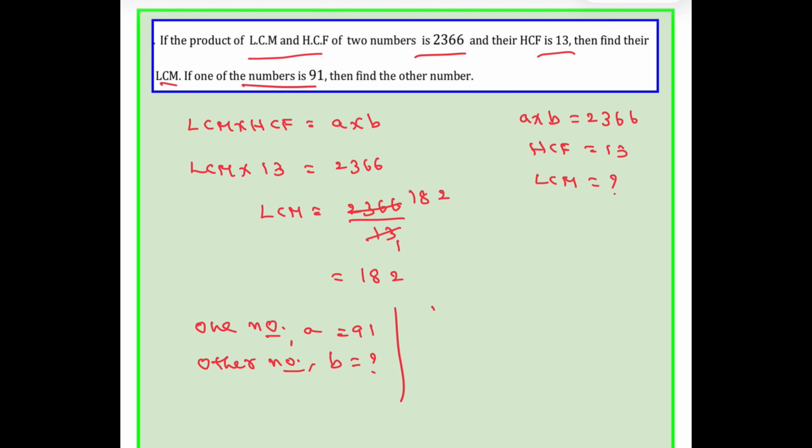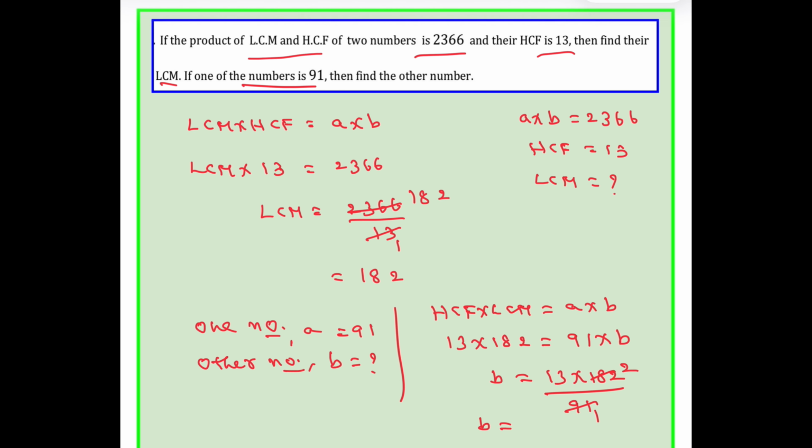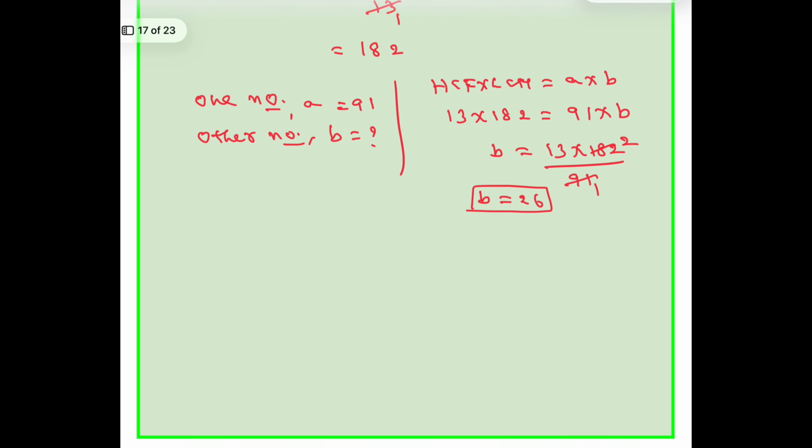Here use again the same relation, that is HCF into LCM equals the product, that is A into B. HCF value is 13, LCM is 182. One number A is 91. Then B equals 13 into 182 divided by 91. 91 ones are 91, 91 twos are 182. Therefore, the other number B is 13 twos are 26. Next question.